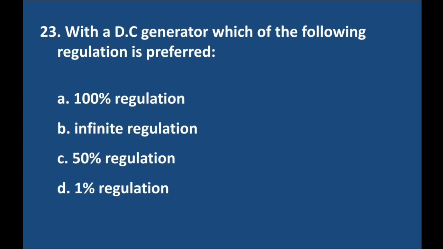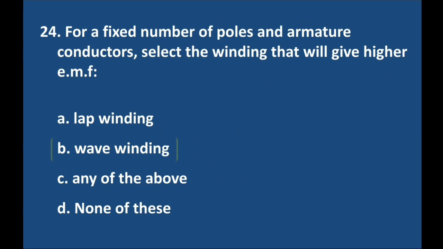Question number 23. With a DC generator, which of the following regulation is preferred? Answer is option D, 1% regulation. Question number 24. For a fixed number of poles and armature conductors, select the winding that will give higher EMF. Answer is option B, wave winding.